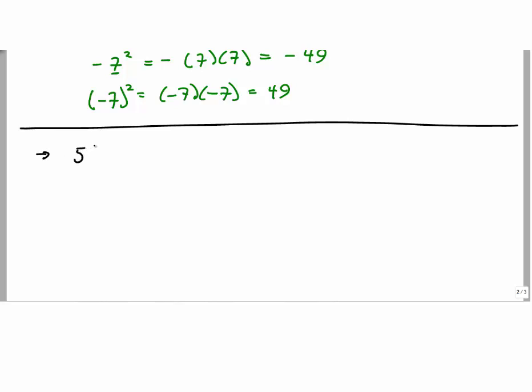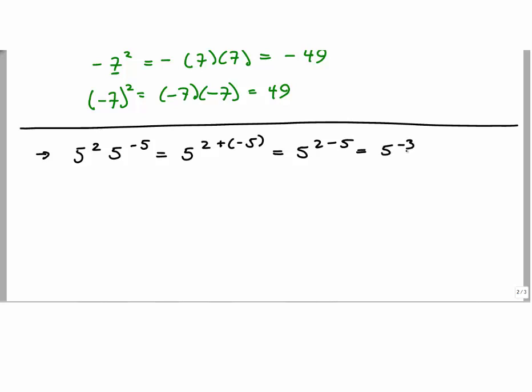Let's try 5 squared times 5 to the negative 5th. Okay, so here's my rule. We have like bases, so when you multiply like bases, you add exponents. If you think of adding a negative number as the same as subtracting, I get 5 to the negative 3.